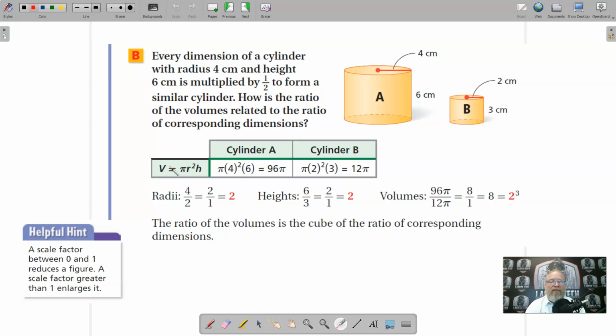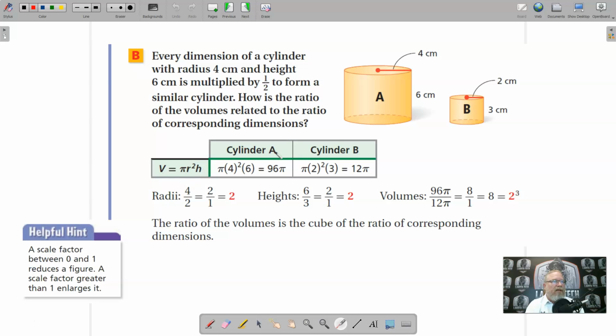And now we're going to talk about volume, which has three dimensions: length, width, and height. So every dimension of a cylinder with a radius of 4 centimeters and a height of 6 centimeters is multiplied by 1/2 to form a similar cylinder. How is the ratio of the volumes related to the ratio of the corresponding dimensions? So 1/2 of 4 is 2, and 1/2 of 6 is 3.